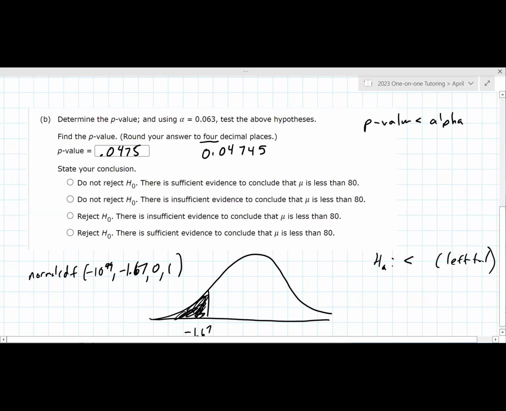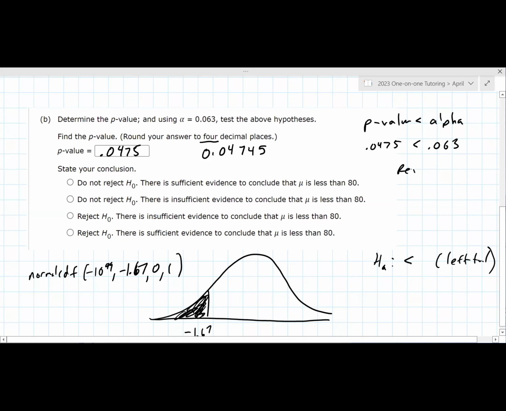Just like we talked about before, if the p-value is less than alpha, and this is the way you want to remember it, you reject. Your p-value is 0.0475. Is that less than 0.063? Is that true? Yes or no? Yes, it is. So that means you reject.